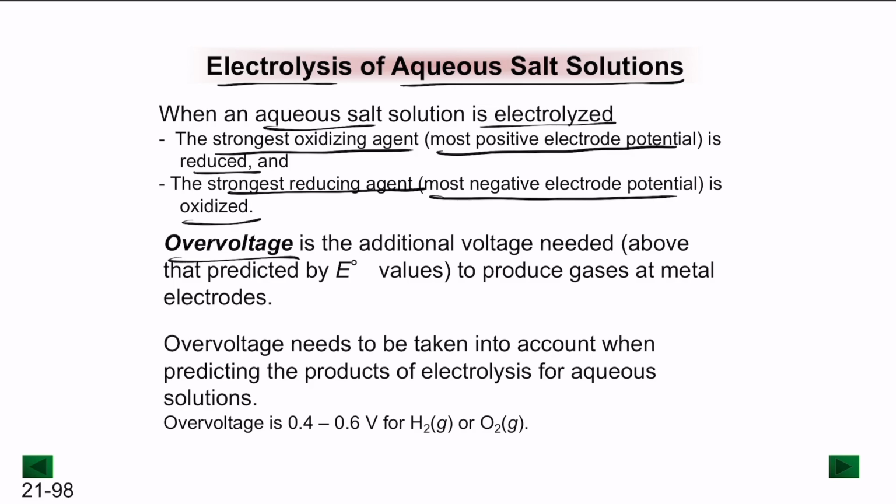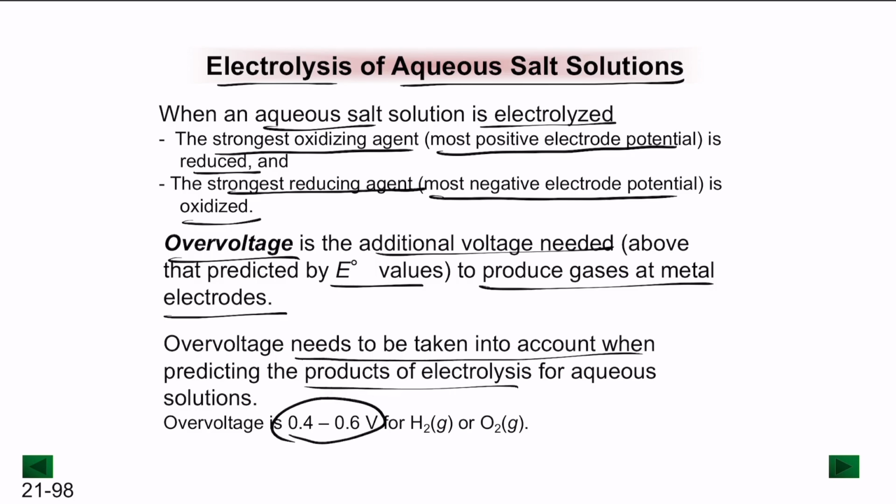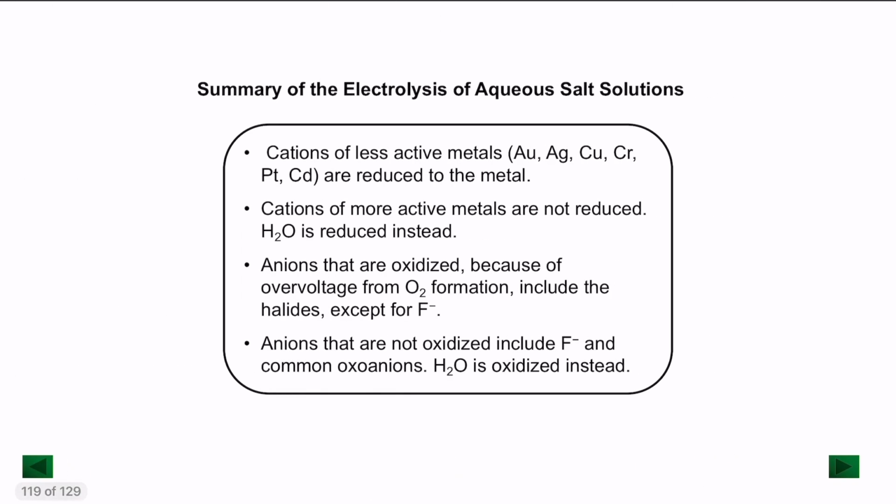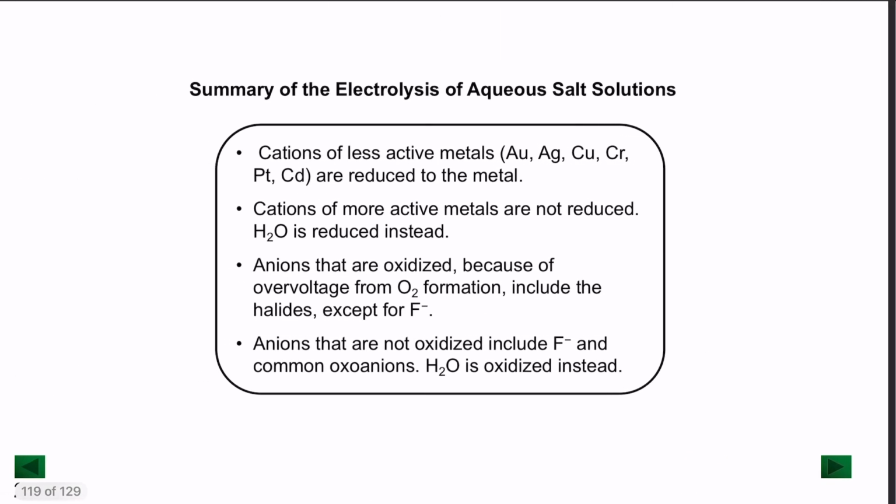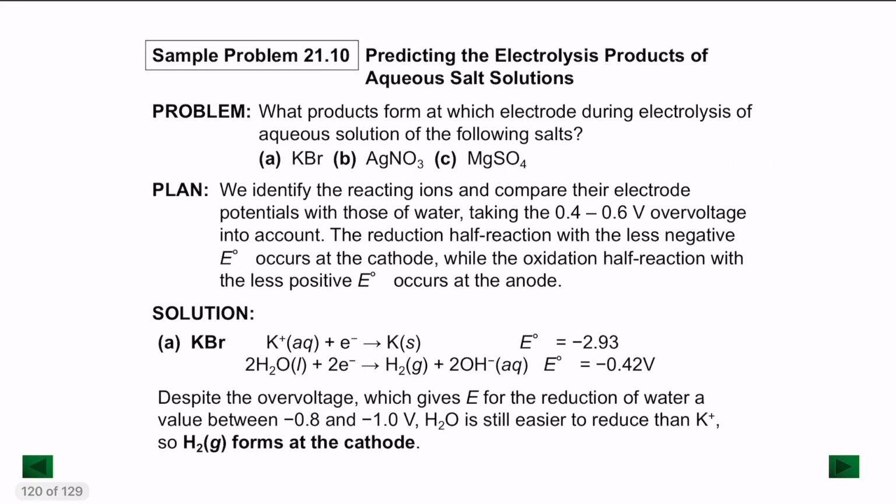Overvoltage is the additional voltage needed above the cell potential values to produce gases at the metal electrodes. Overvoltage needs to be taken into account whenever you're trying to predict the products. This is around 0.4 to 0.6 volts for hydrogen and oxygen. So this is the summary of aqueous salt solutions.